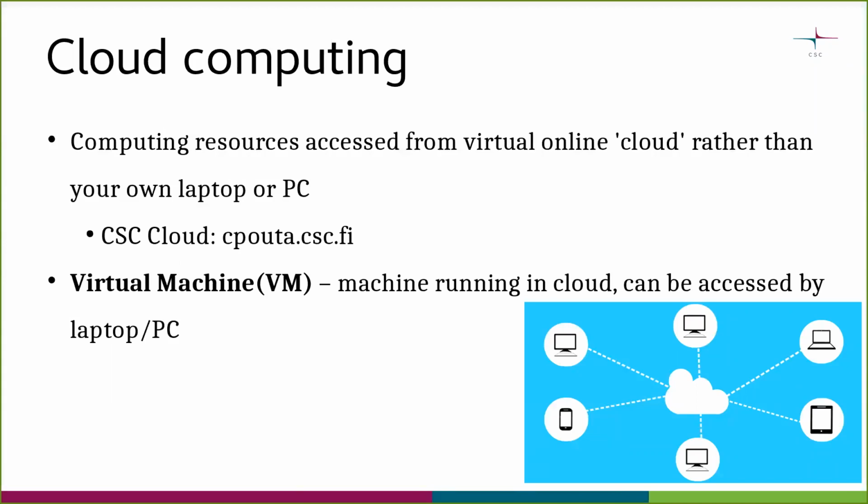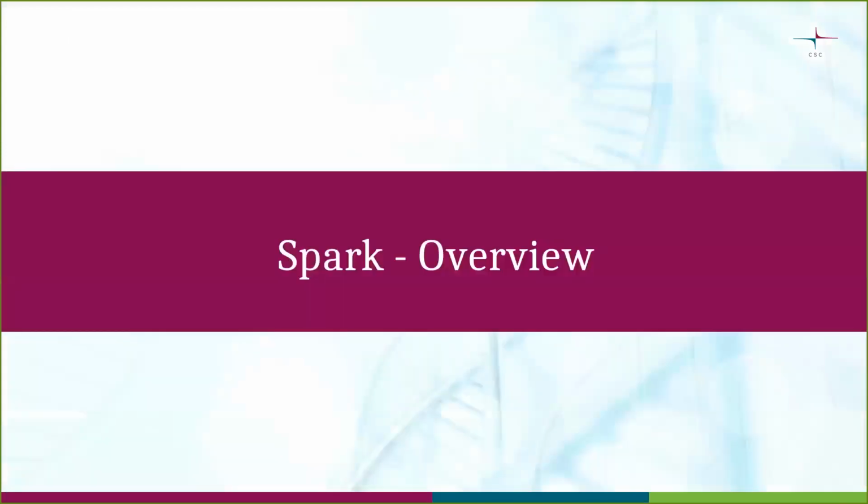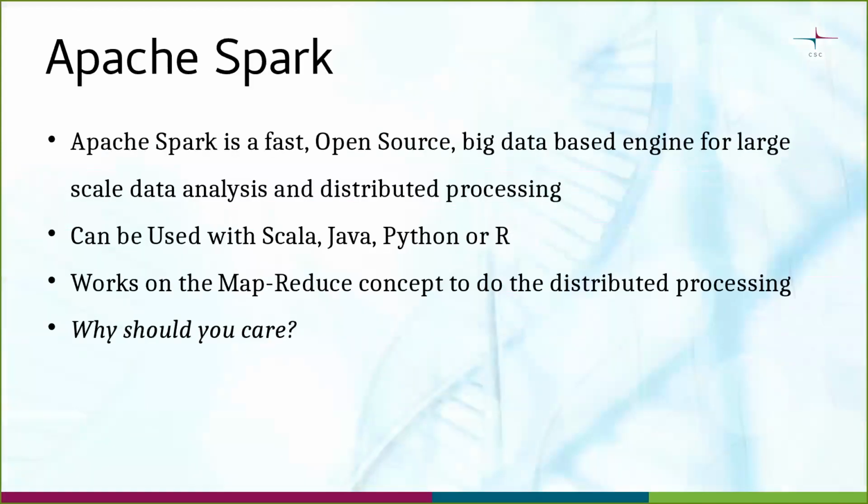And now, should we move to the next one? Yep. So now we are going to talk about Spark. Spark is a fast open source big data engine, which is used for large scale data analysis that we have been talking about, and distributed processing. What distributed processing is, we are going to see in the next few slides. Spark can be used with Scala, Java, Python, or R. In the courses given here at CSC, we tend to use Python quite a lot for doing work in Spark. But it could be used with the other 3 languages as well that are listed on the screen.